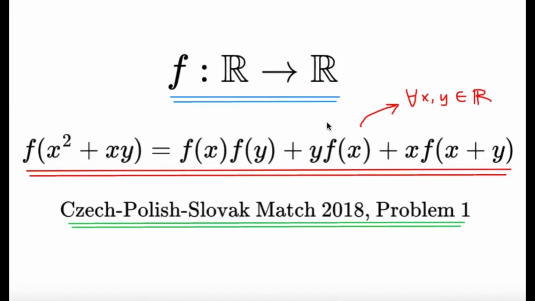Let f be a real valued function mapped from the reals to the reals, such that f of x squared plus xy equals f of x times f of y plus y times f of x plus x times f of x plus y for all real numbers x and y.